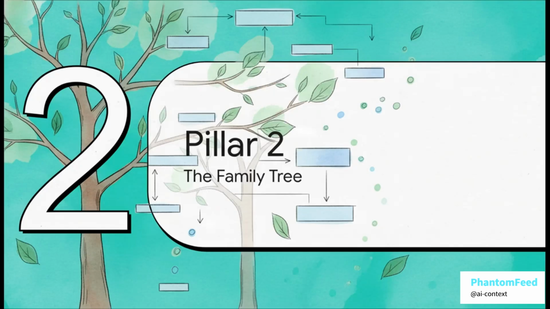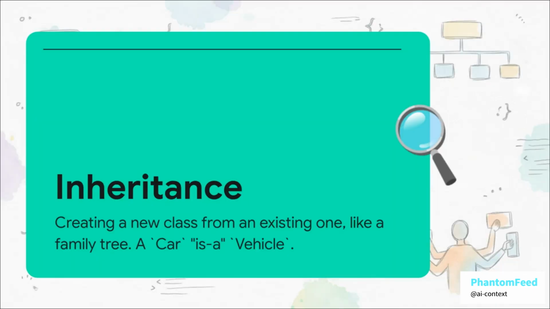All right, let's move on to our second pillar, inheritance. And the best way to think about this one is a family tree. It's all about relationships and reusing what you've already built. Inheritance is super simple at its core. It just lets you create a new class that's a more specific version of an existing one. The new class, the subclass, automatically gets all the goodies from the parent, or superclass.